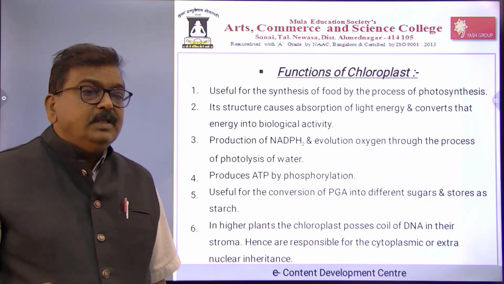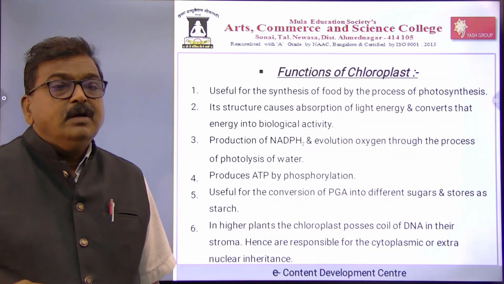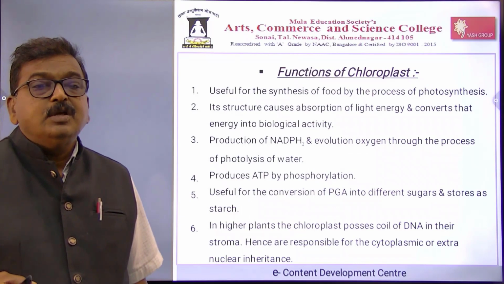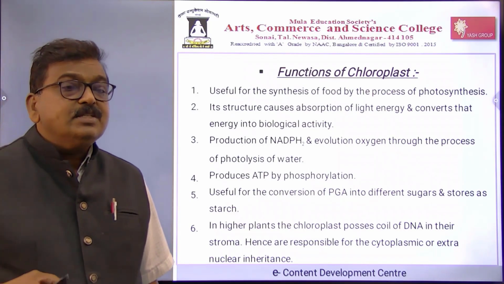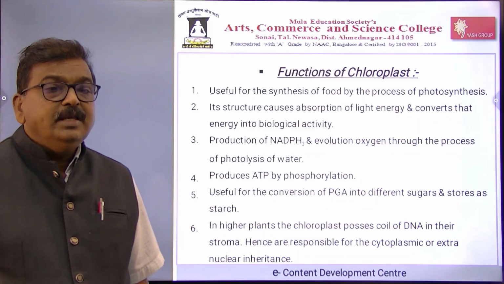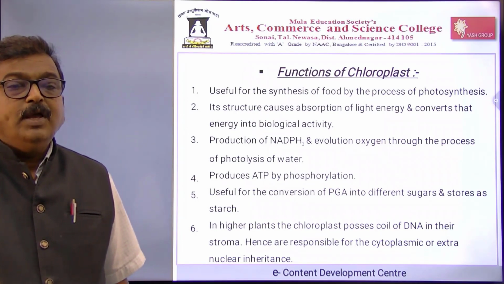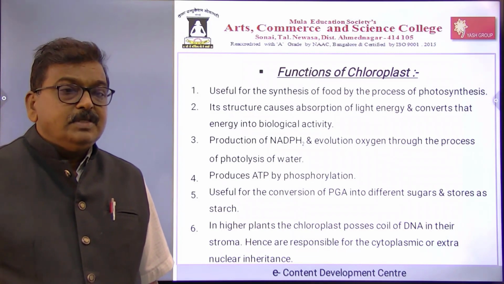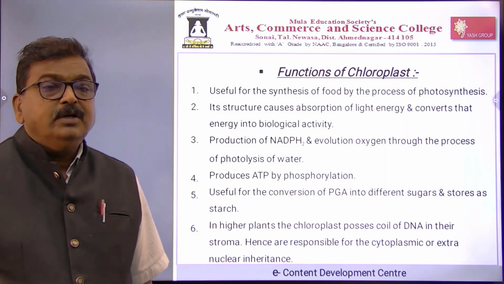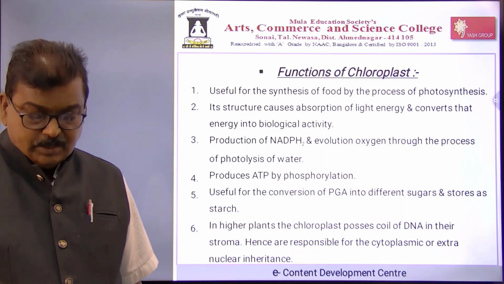And the fifth function, the chloroplast is useful for conversion of PGA into different sugars and storing them as starch. And the last function, the chloroplast is helpful in higher plants. It is helpful in the coiling of DNA in the stroma, and hence it is responsible for extranuclear inheritance in the cytoplasm.